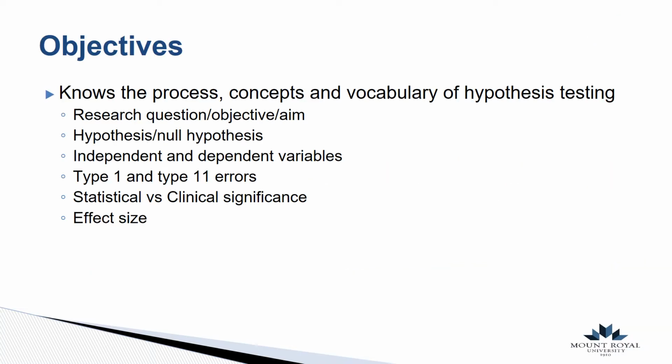The objectives are to know the process, concepts, and vocabulary of hypothesis testing. You should understand what a research question or a study objective or aim is, understand the research hypothesis versus the null hypothesis, have a good understanding of independent and dependent variables, which we covered in the last lecture, and then we will go on to look at type 1 and type 2 errors, and statistical and clinical significance in the next lecture, and we'll touch on effect size as well.